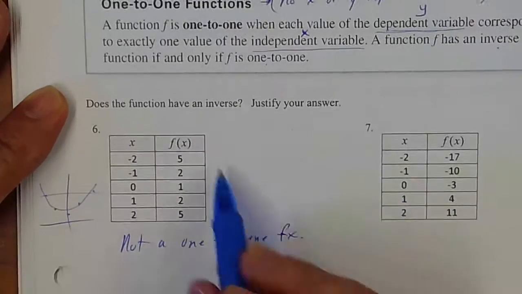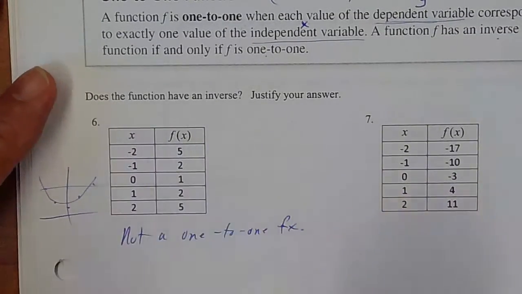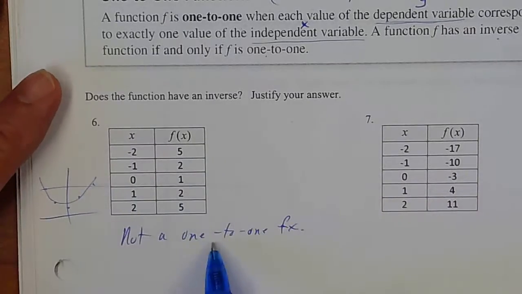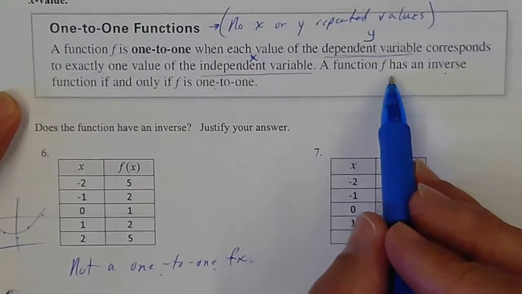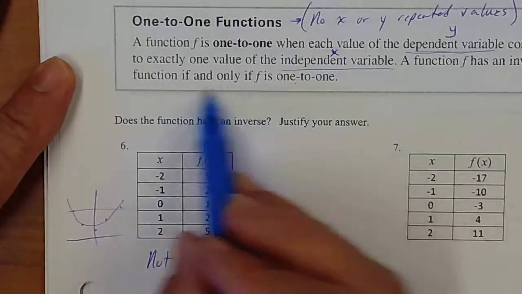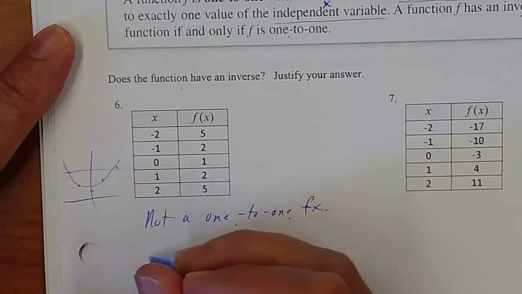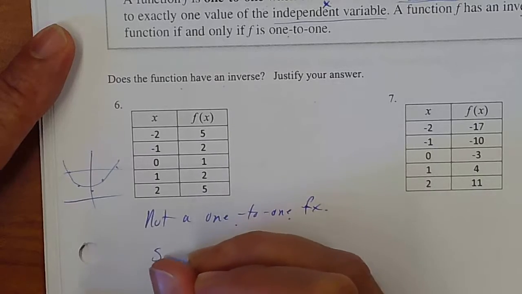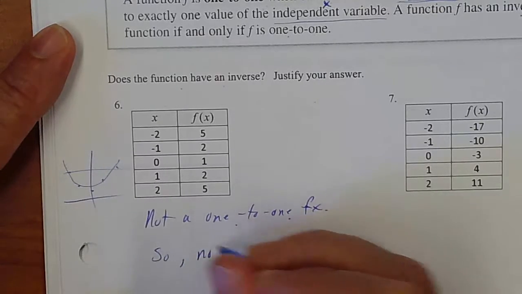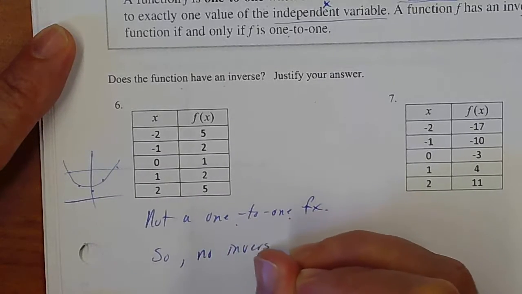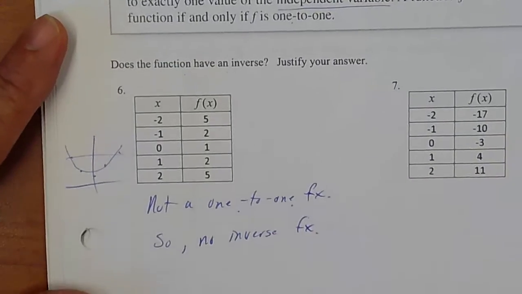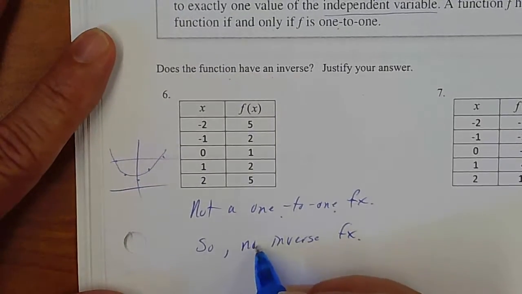That's not what they're asking for. I'm trying to lead you through these steps. So if it's not a 1 to 1 function, it means it doesn't have an inverse function. So does the function have an inverse? No. So no inverse function, or in your own words, something like that.